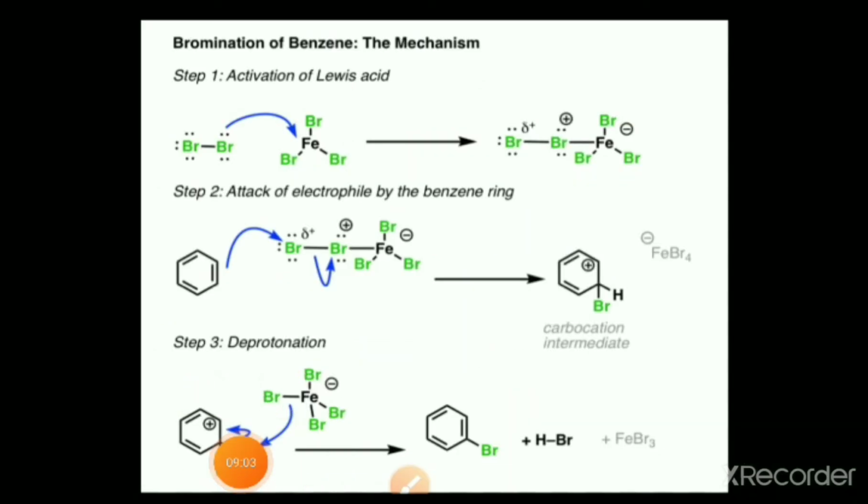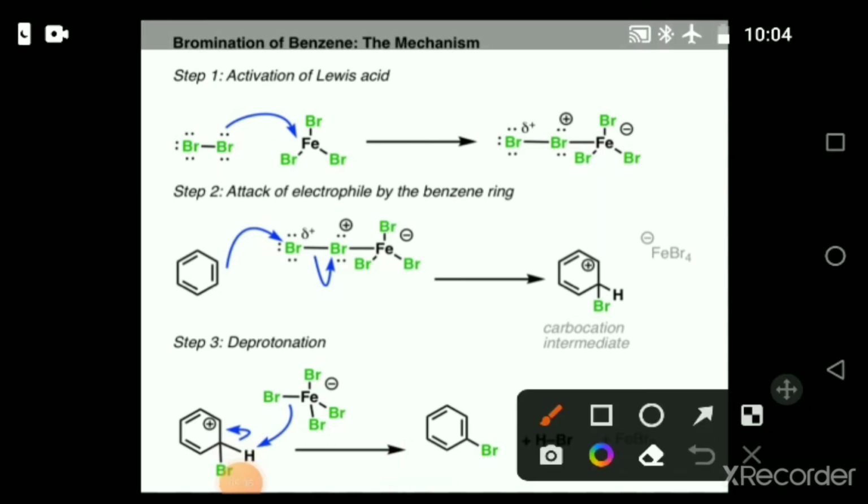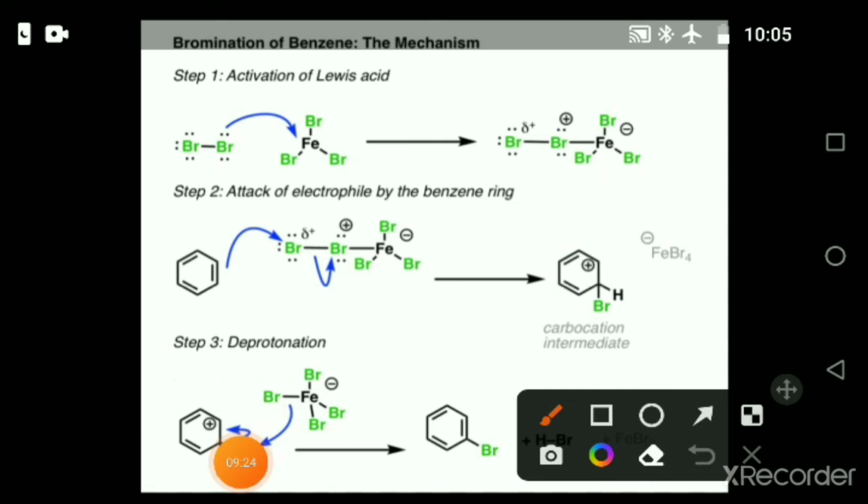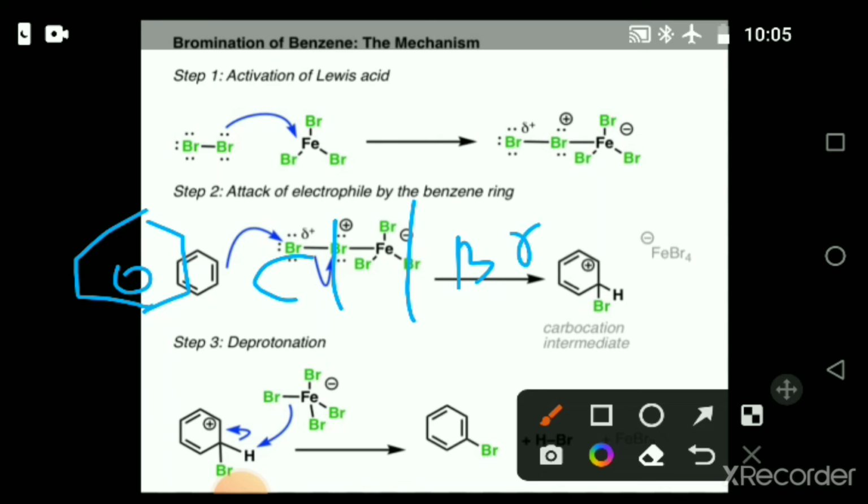Halogenation is carried out in the presence of some catalyst like FeCl3 or AlBr3. These are the catalysts used in the halogenation reaction. In a halogenation reaction, benzene reacts with chlorine or bromine in the presence of a catalyst.